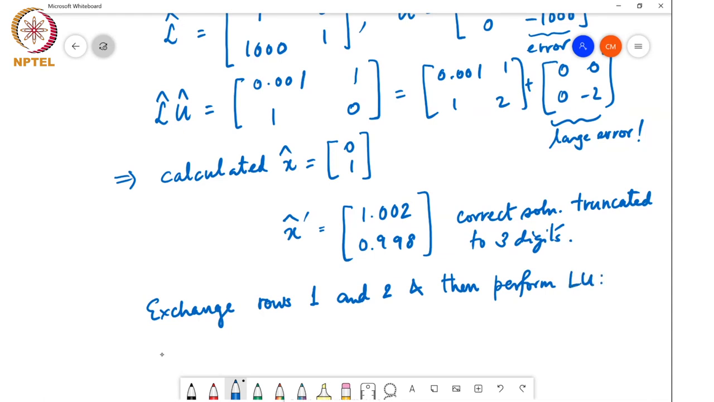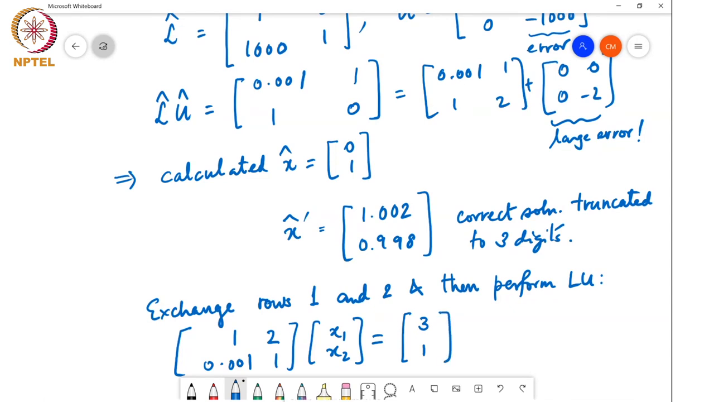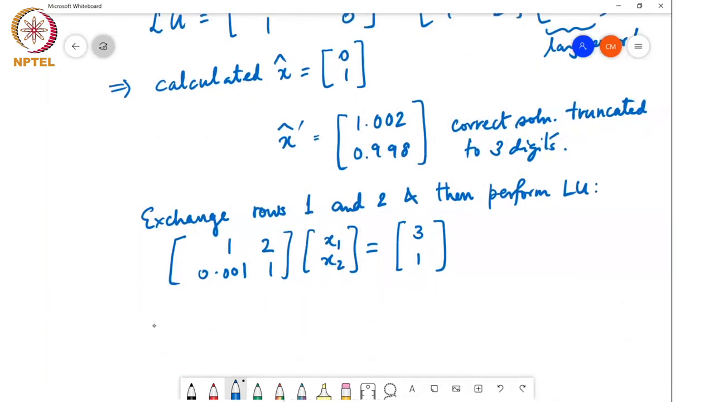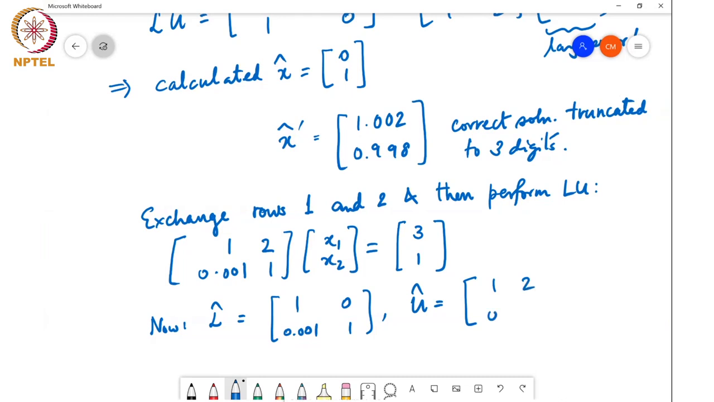then once I exchange the rows, I'll get 1, 2, 0.001, and then 1, this times x1, x2 is equal to, I have to exchange this side also, so 3, 1. So when I exchange the rows, everything here also gets exchanged. So I'll start with this system of equations, and if I now do the LU decomposition, L hat will become equal to 1, 0.001, which is the ratio of these two, 0, 1, and U hat will end up becoming equal to 1, 2, 0, 0.998.